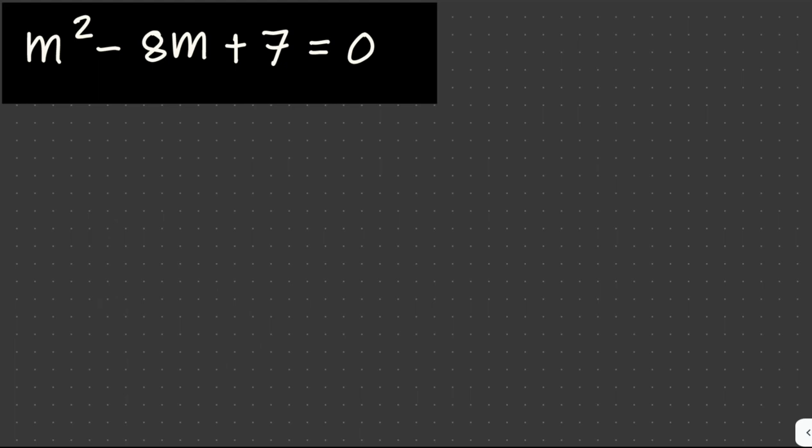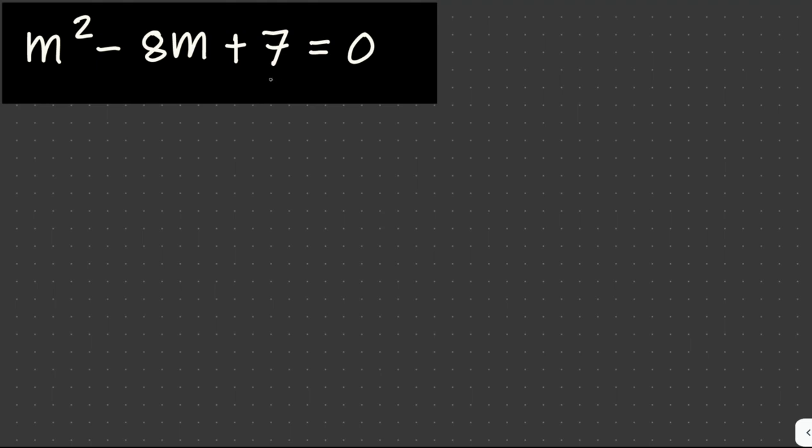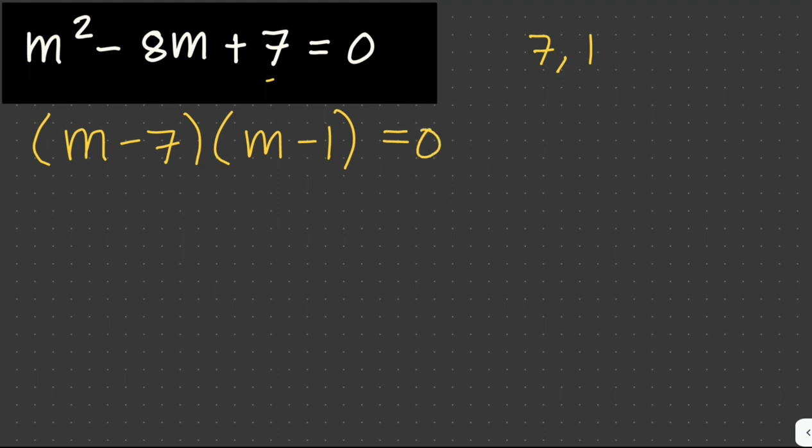Okay, we're given this quadratic equation: m squared minus 8m plus 7 equals 0. So let's check if we can factor this. If we're going to factor this, we'll look for factors of 7 that when we multiply them, equal positive 7, and when we add them up, equal negative 8. The factors of 7 are just 7 and 1, so it could be negative 7 and negative 1. So we can factor this quadratic equation as (m minus 7)(m minus 1) equals 0.